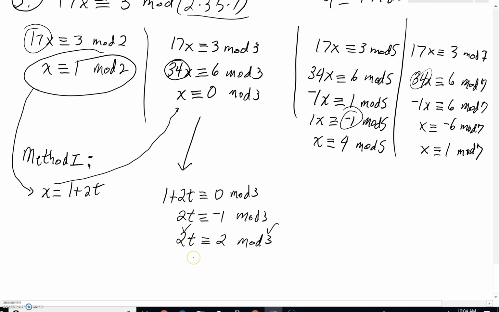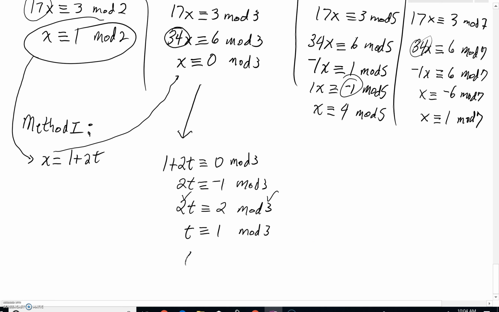And then because for the 2 and the 3, the greatest common divisor is just a 1, I could divide by 2 and not change my mod. Well, hey, look at that. This would indicate that t would equal 1 plus some other multiple of 3. Maybe you want to write something like s, not using the same letter t. So any multiple of 3, you add to 1, and there you go.